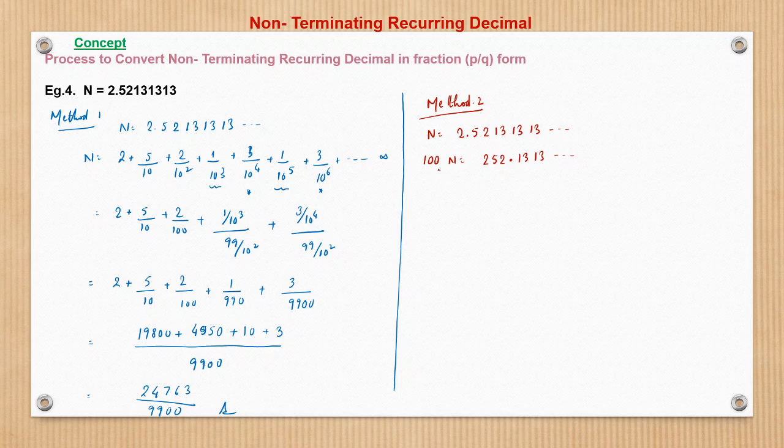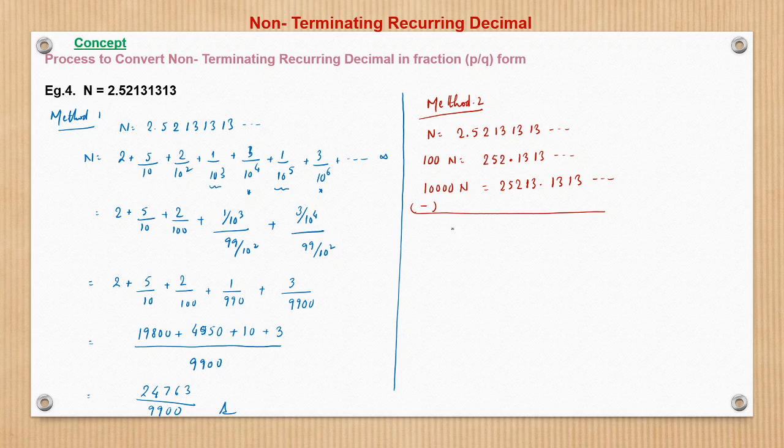Now this is a standard decimal form. After decimal, the digits are repeating. So what we do, we multiply this equation again by 100. Why 100? Because we have two digits after decimal repeating. So we will multiply this by 100. So it becomes 10,000n is nothing but 25213.1313 and so on.